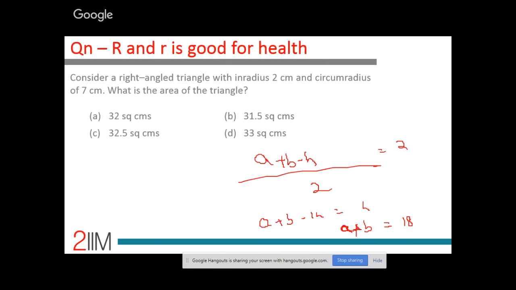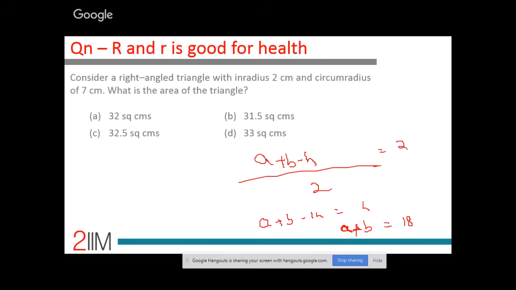You're looking to find A plus B plus H. A plus B is 18. H is 14. A plus B plus H is 32. Perimeter is 32. Semi-perimeter 16. R into S, 16 into 2, 32. So you know the semi-perimeter, you know the inradius. You're asked for the area and you know the inradius. You tell yourself, if I find the perimeter, I'm through. I don't need to find more than that. You've been given the hypotenuse. So if we find A plus B, we're through.